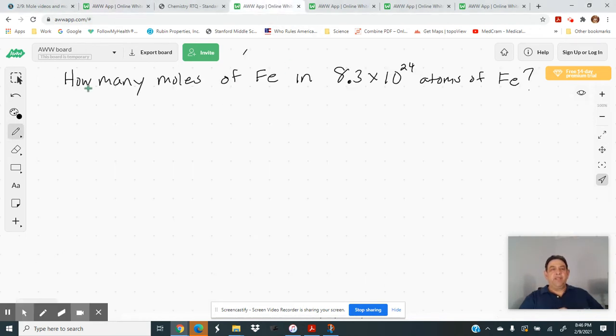Today's lesson, we're going to learn how to do some calculations like the following. This question says, how many moles of iron, Fe is iron, in 8.3 times 10 to the 24th atoms of iron? So you have a certain number of atoms of iron, and you want to find out how many moles that is.